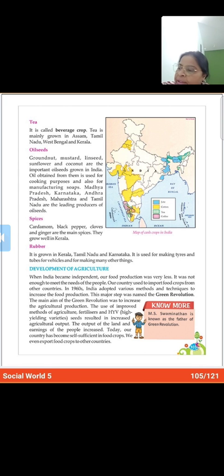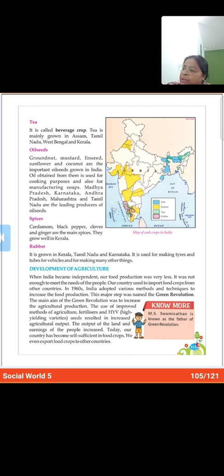Beverages are called beverages. So, oil seeds now. See the heading, oil seeds. Groundnut, mustard, linseed, sunflower and coconut are the important oil seeds grown in India. Oil obtained from them is used for cooking purposes and also for manufacturing soaps. Madhya Pradesh, Karnataka, Andhra Pradesh, Maharashtra and Tamil Nadu are the leading producers of oil seeds.